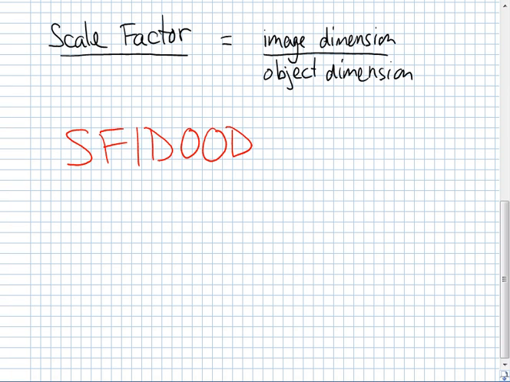It's SFIDUD, right? So scale factor is the image dimension over the object dimension. See? So easy to remember. Just remember SFIDUD, and you'll get... I'm just kidding.